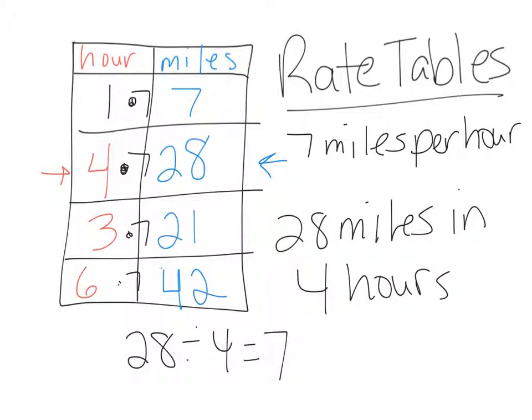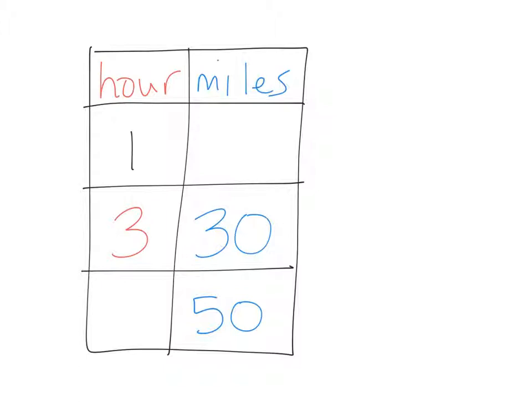I will erase this, create a new one, and have you practice. Okay, here is another rate table. I would like you to pause the video. Either write this out on a separate piece of paper or use mental math and figure out what would go next to miles for 1 hour. And then, given 50 miles, how many hours would it take, using the row that has the number 3 and 30 in it. So pause the video, practice this, and then start the video and see if you are correct.